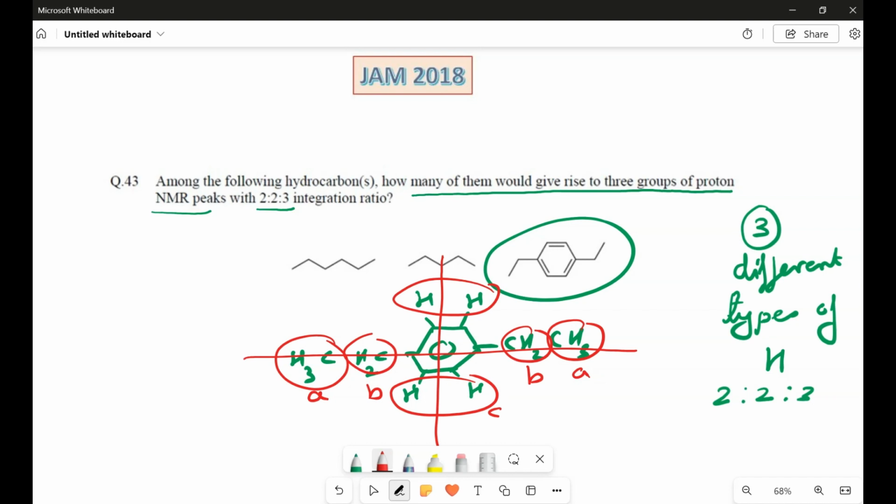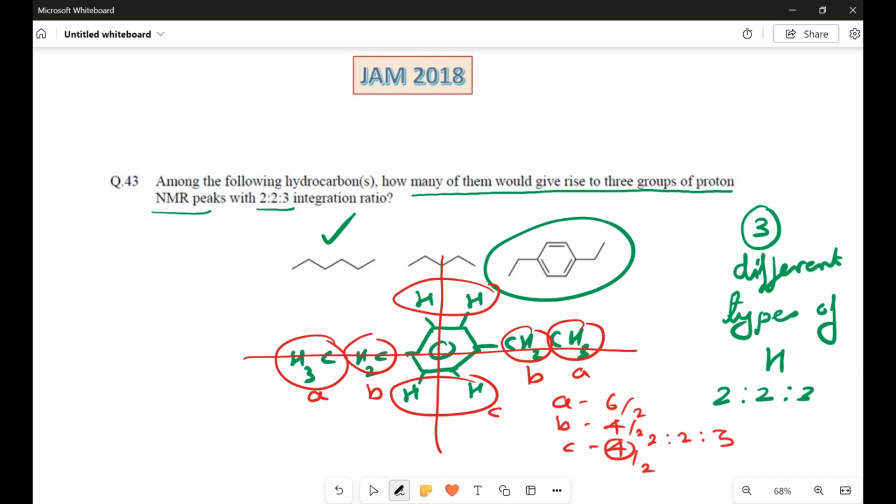Now number of protons, just count. A, you have 6 hydrogens. B, you have 4 hydrogens. And C, you have 4 hydrogens. So again, it comes to be 2 is to 2 is to 3. If I divide by 2, each one of them, it will be 2 is to 2 is to 3.